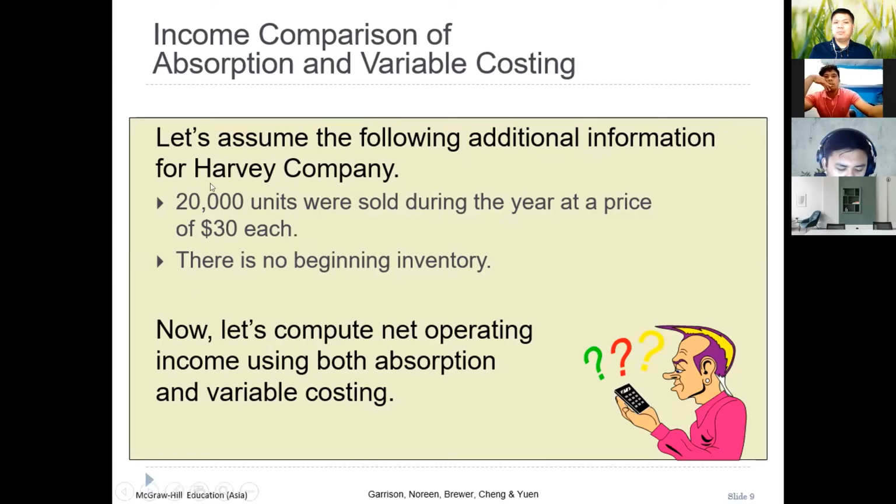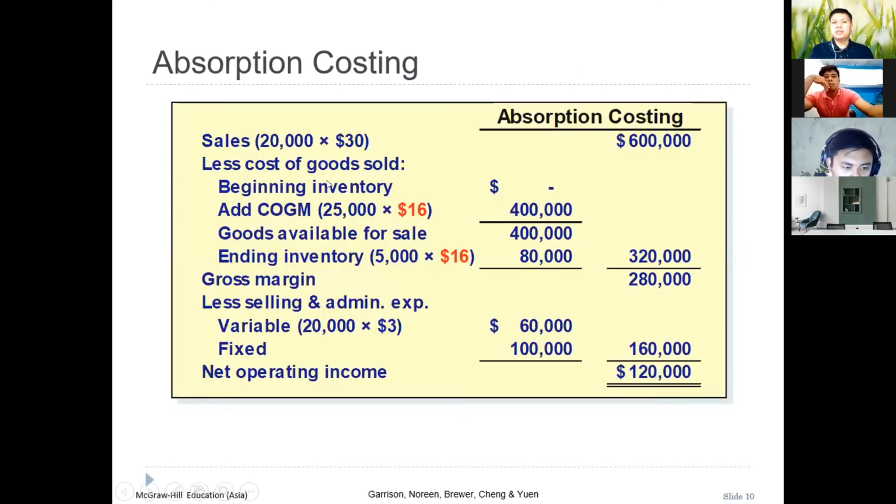So your sales here will be what? 20,000 times 30. Let's find out how the income statement under absorption will appear. So sales will be 20,000 times 30. That will be 600,000. Less the cost of goods sold. The beginning inventory is 0. Add the cost of goods manufactured. What is the unit product cost that we computed? In the previous slide, it was 16, right?